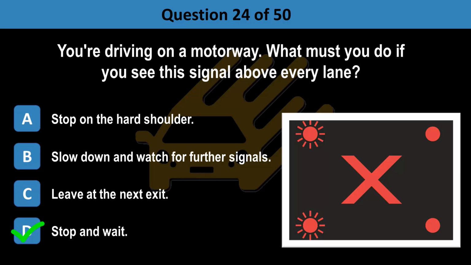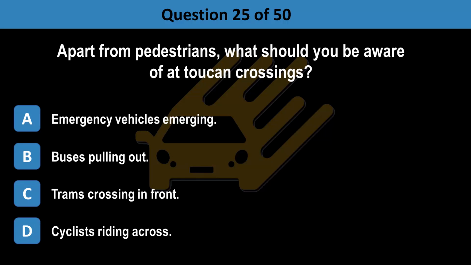The correct answer is D. Stop and wait. Apart from pedestrians, what should you be aware of at toucan crossings? A. Emergency vehicles emerging. B. Buses pulling out. C. Trams crossing in front. D. Cyclists riding across.